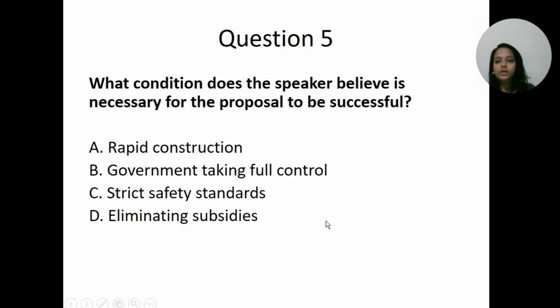And the fifth question, what condition does the speaker believe is necessary for the proposal to be successful? Rapid construction, government taking full control, strict safety standards, eliminating subsidies. And the right option here is option C, strict safety standards. Conversions can help, that's what she mentioned, but only if cities enforce strict safety standards. It's very direct and clear.